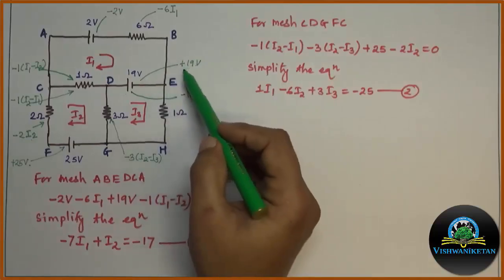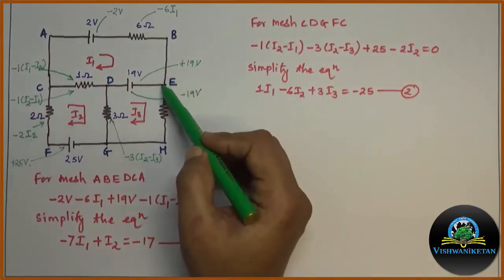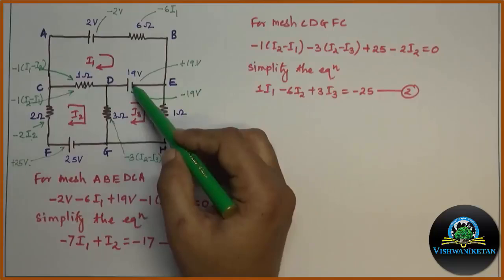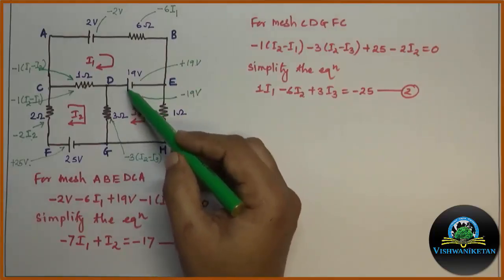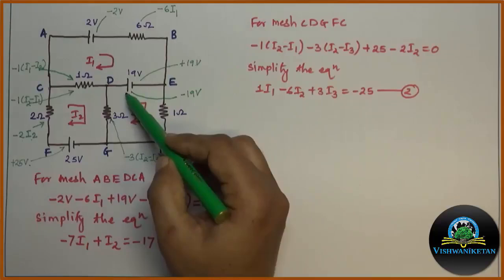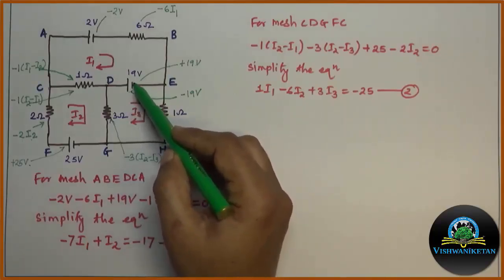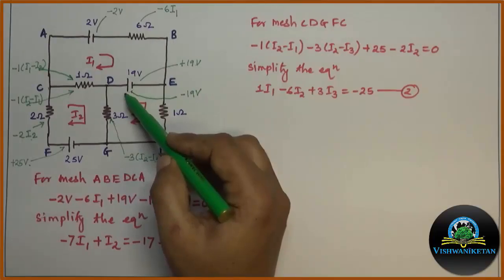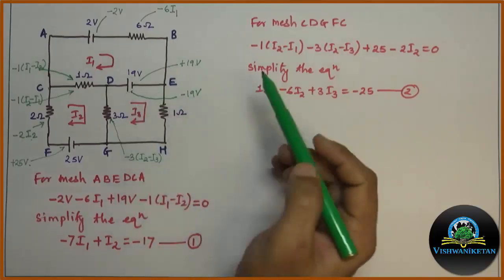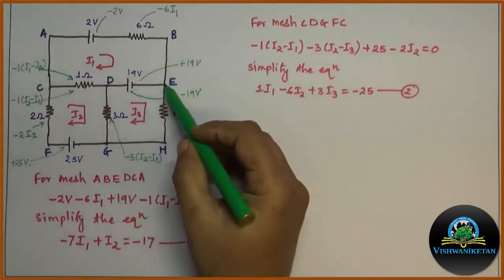For the previous loop, it was written as plus 19 volt because we were moving from E to D and the first terminal appears to be negative, second to be positive. In this case, it is opposite. The first terminal is positive, second terminal is negative. So, the voltage is decreasing. In the previous case it was increasing; in this case it is decreasing. So, minus 19.